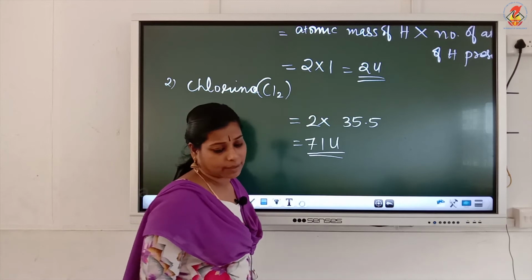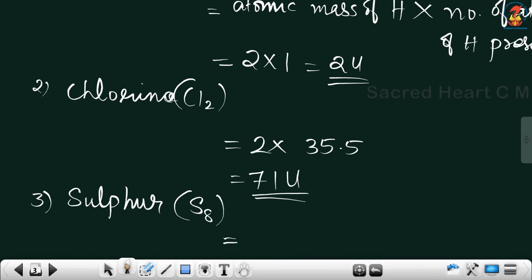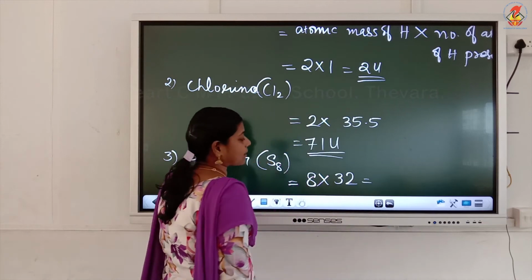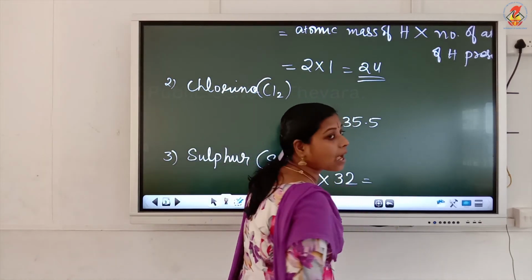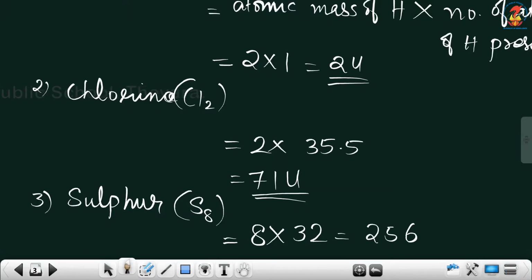Then we can calculate the molecular mass of the sulfur molecule. How do we represent the molecule of sulfur? Now you know atomicity, it is 8. So S8 is a molecule of sulfur. How will you calculate it? 8 into the atomic mass of sulfur. What is the mass of 1 atom of sulfur? Do you remember that? It is 32. So by multiplying, you will get 256, the molecular mass of sulfur.